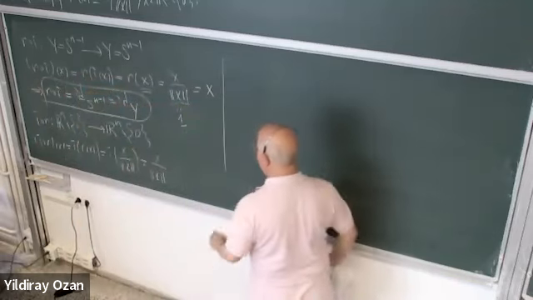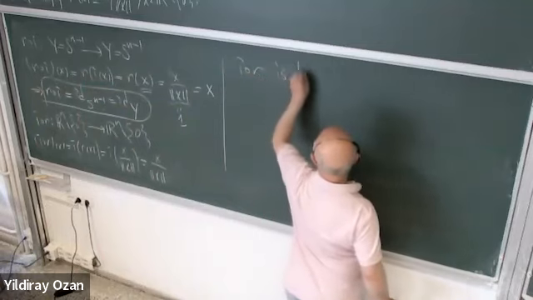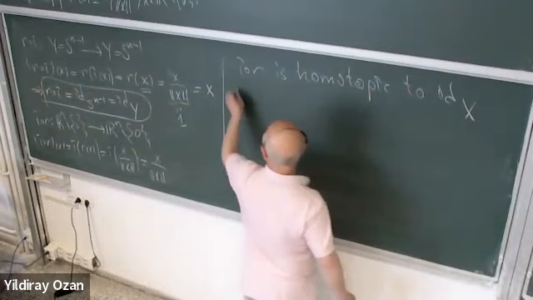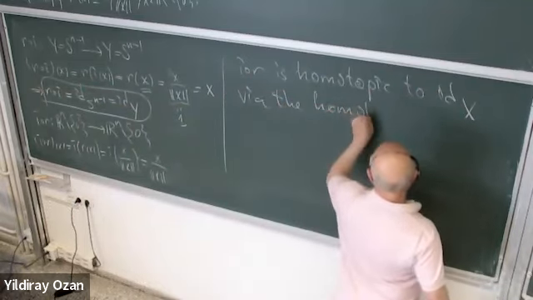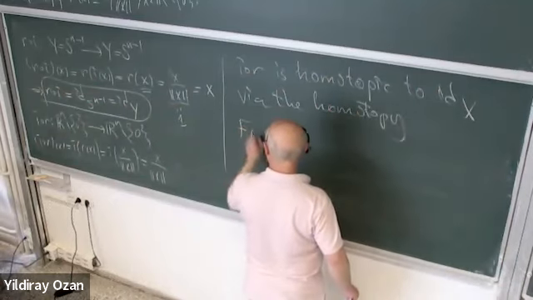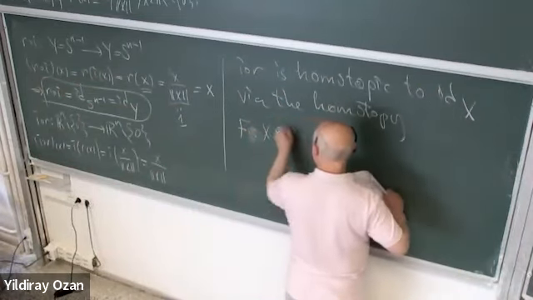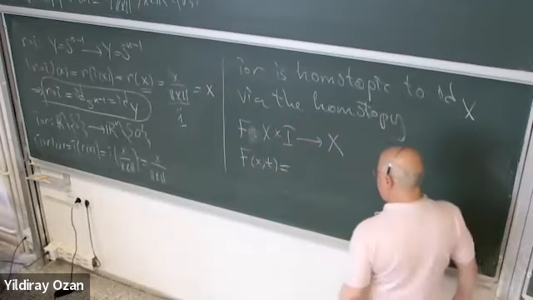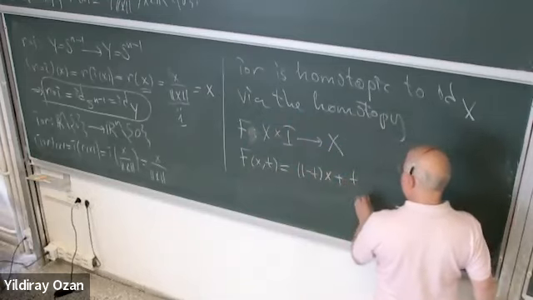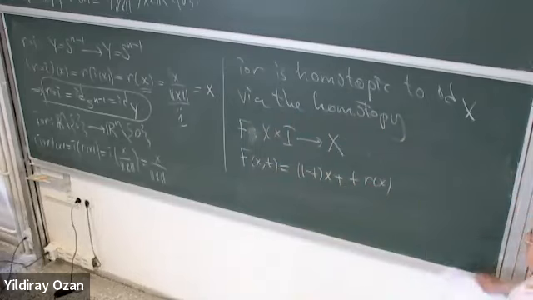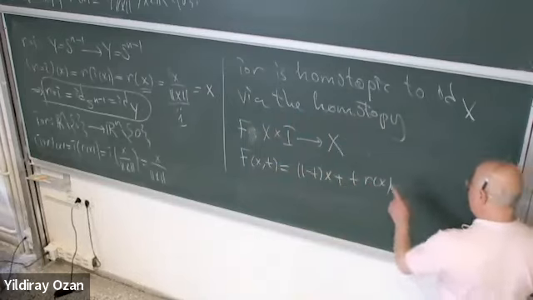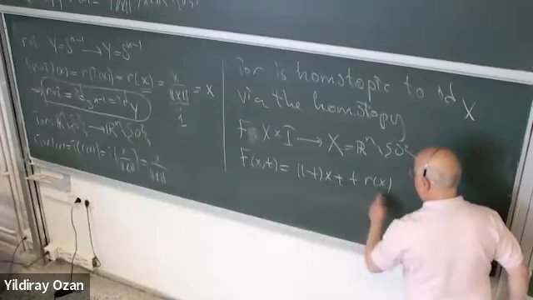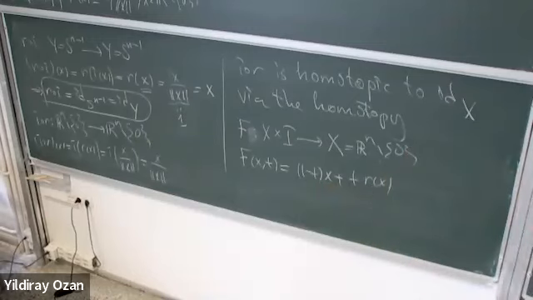So this composition is identity. This composition is not identity, but I composition R is homotopic to the identity function of X via the homotopy. Just the line homotopy. Consider this one. F from X cross I into X, F of (x,t) is just (1 minus t) x plus t times Rx. Okay, this is a well-defined map. One has to be careful, right? This is R^n minus 0, so you have to make sure that the image never takes the value 0, but that is clear.